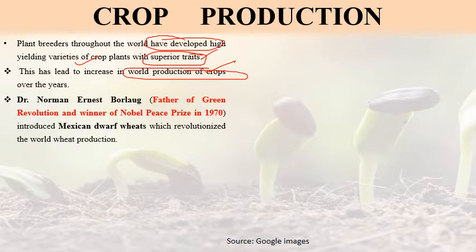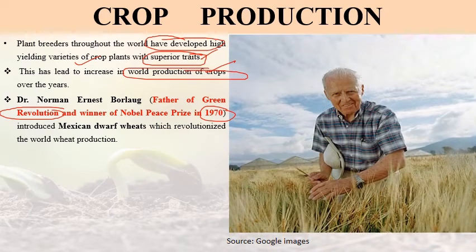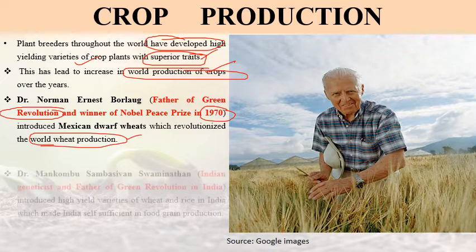And the credit goes to Dr. Norman Ernest Borlaug, who is commonly known as the father of the Green Revolution and was also the winner of the Nobel Peace Prize in 1970. He introduced the Mexican dwarf wheat varieties, which revolutionized the world wheat production. So this was the main contribution of this person, Norman Borlaug.